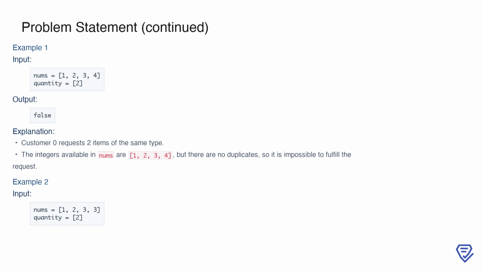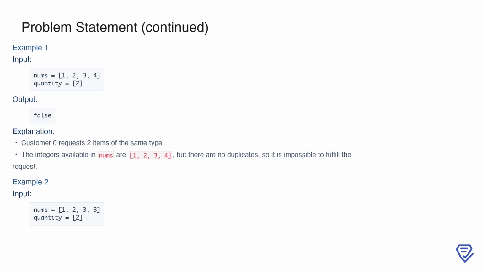In the first example, we have nums equals 1, 2, 3, 4, and quantity equals 2. Here, the single customer requests two items of the same type. However, the integers in nums are all distinct, so there are no duplicates to fulfill the request. Since it is impossible to meet the customer's requirement, the output is false.